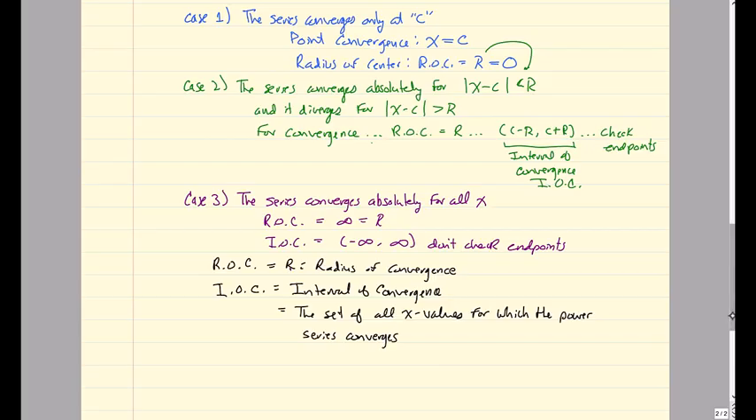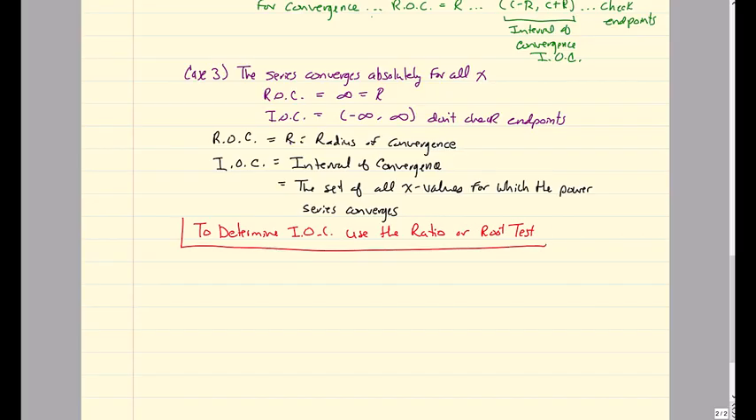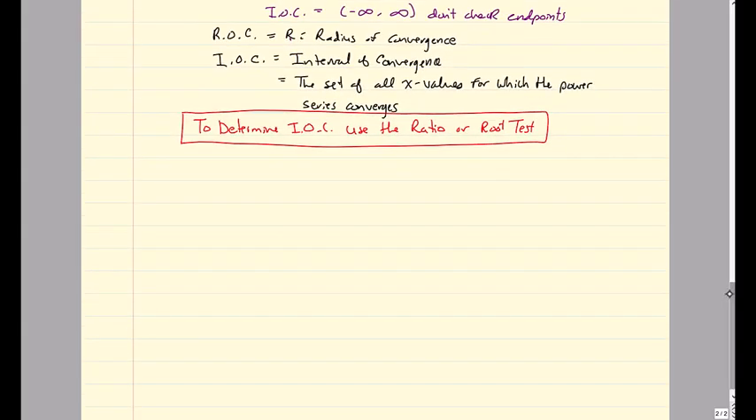Okay, now how do we figure all this out? What test do we use? Well, as it turns out, and this is kind of a big important thing here, to determine the interval of convergence, use the ratio or root test. So this is from the last unit. I hope you remember the ratio and root test because we're going to be using them a lot here. Okay, let's go ahead and look at those real quick.